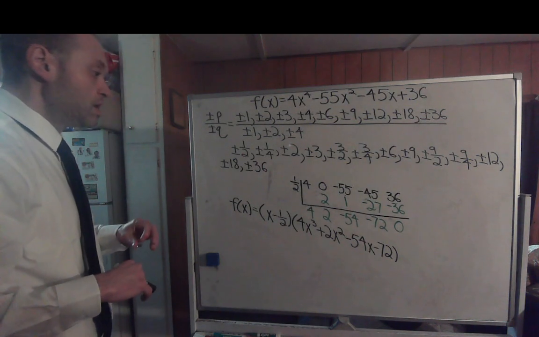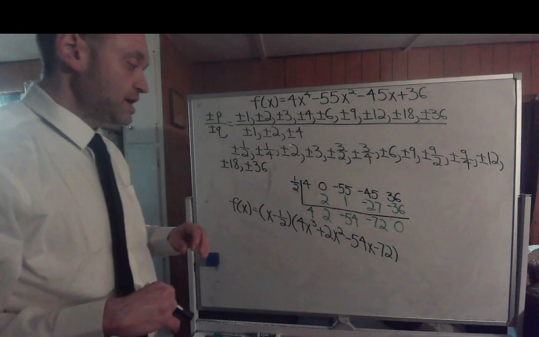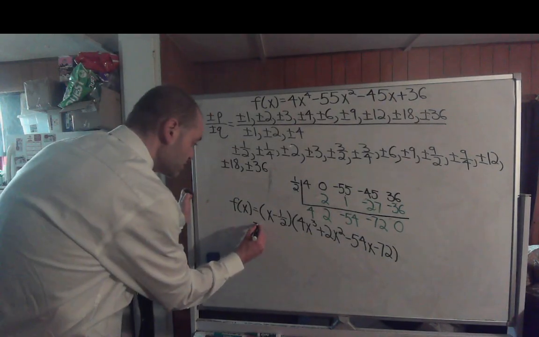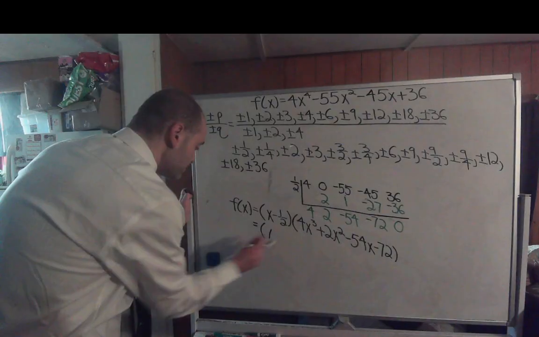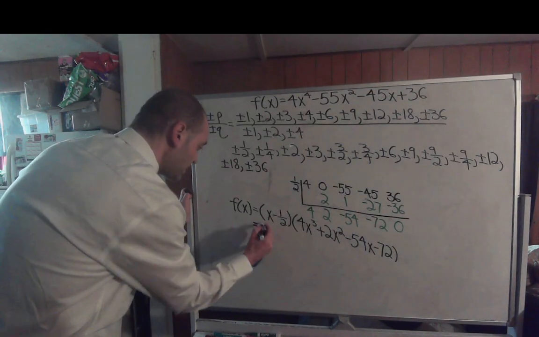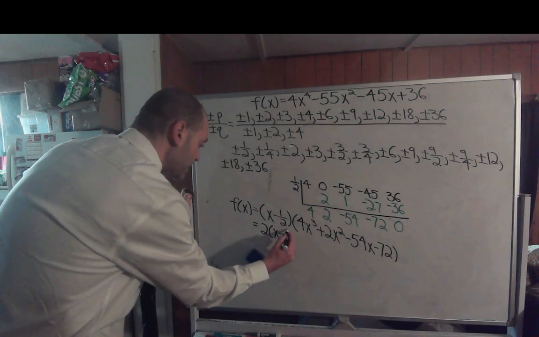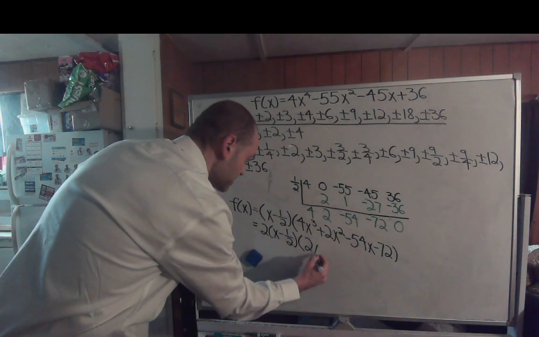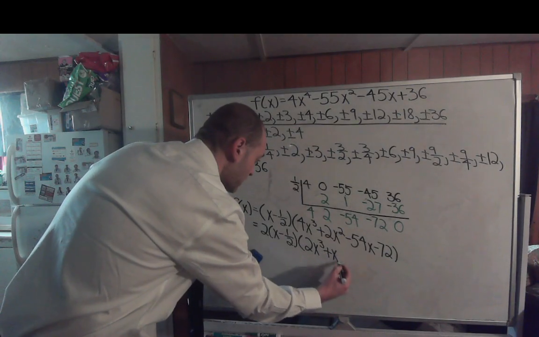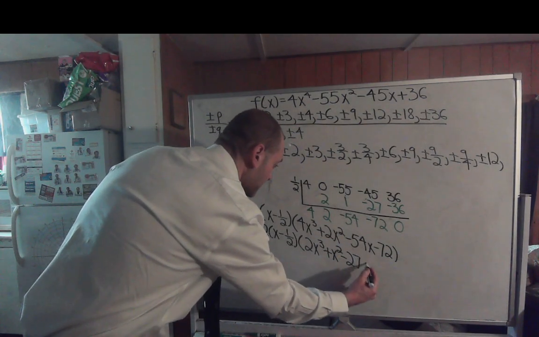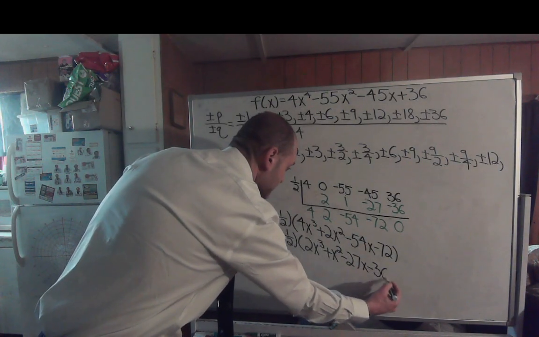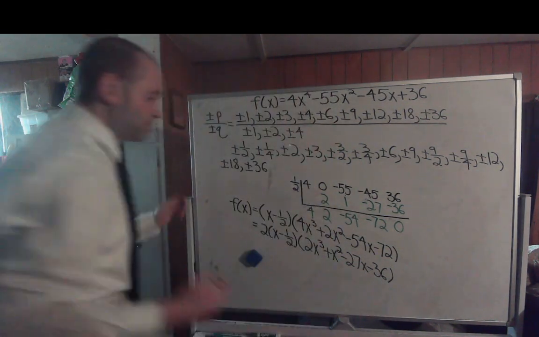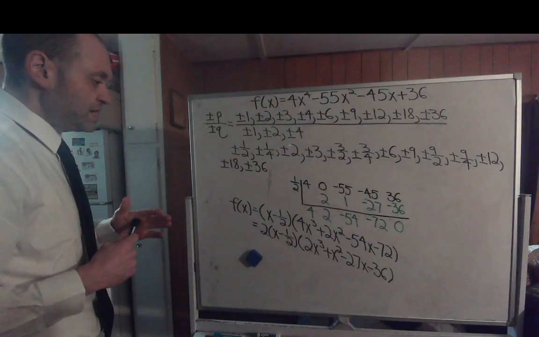Well, what I'm going to suggest here is we factor out the common 2. We can at least start there. So f of x would end up equaling 2 times x minus 1/2 times 2x cubed plus x squared minus 27x minus 36. Well, we have it a little bit better factored. Just a little bit better.